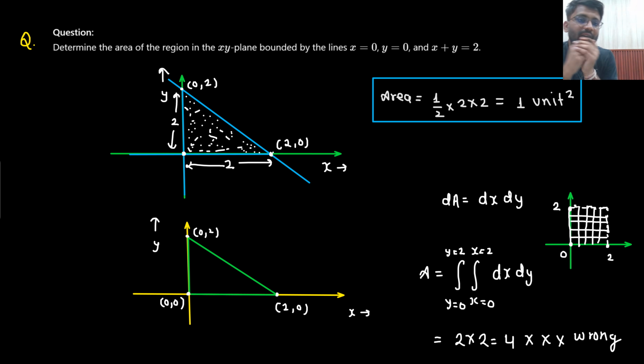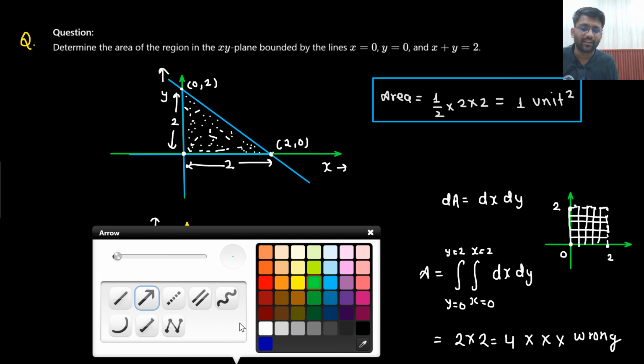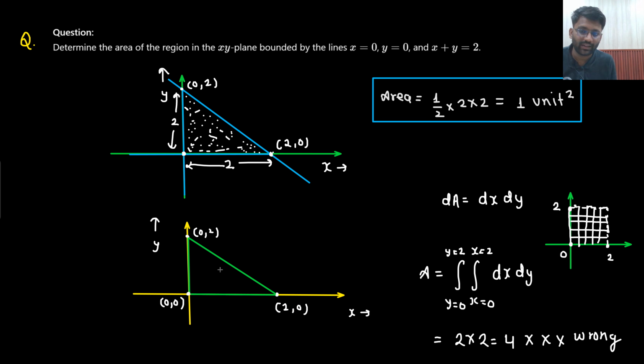But this is not the scenario here. If I say x is going from 0 to 2, where is y going? If you look closely, see the limit of y. What is the equation of this line? The equation of this line is x plus y equals 2. So here y is nothing but 2 minus x. And here y is 0. So y is going from 0 to 2 minus x, that is, from y equals 0 to y equals 2 minus x.